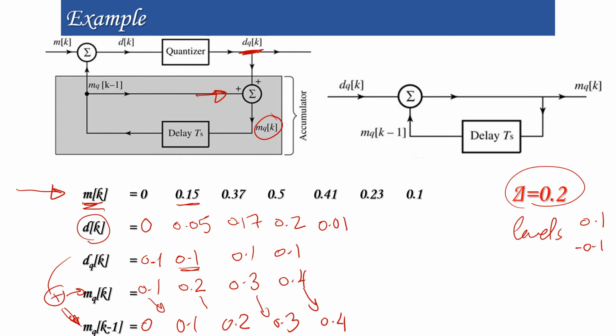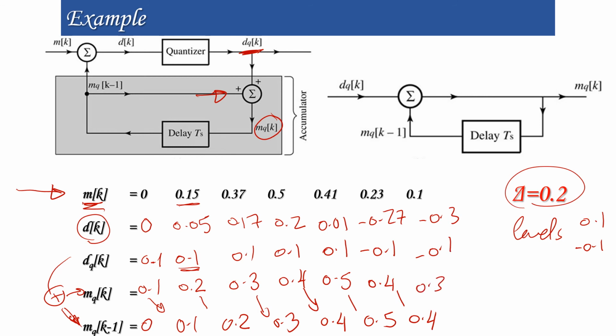Again, it's comparison with zero, so it would be 0.1, and here we get a value of 0.5, which becomes our next estimate. So now the difference is negative 0.27, which results in quantization in level negative 0.1, and we get here 0.4. So that's the next step. We have the difference here, negative 0.3, which is quantized in the lower level negative 0.1, and then we have here 0.3 and so on.